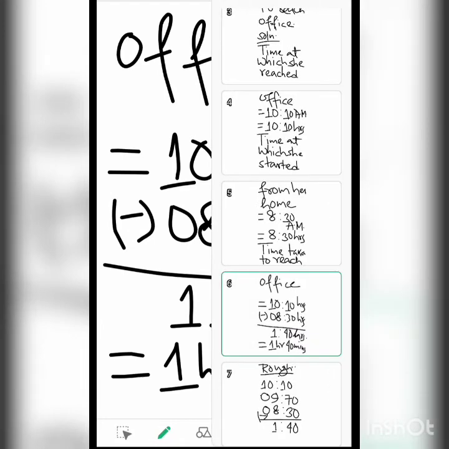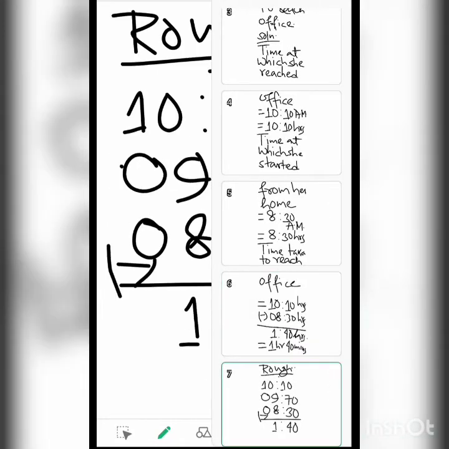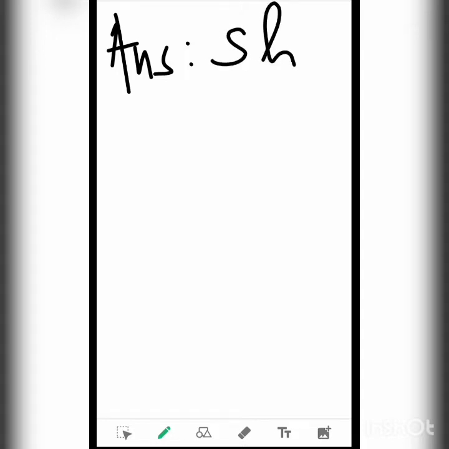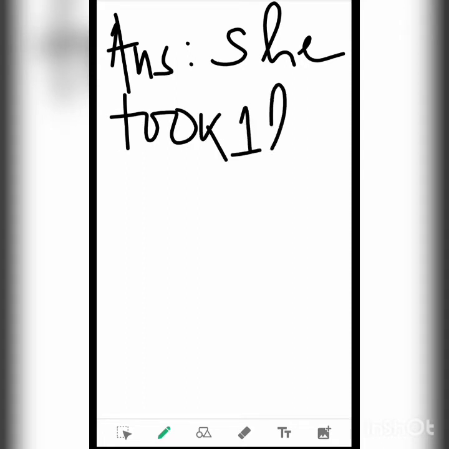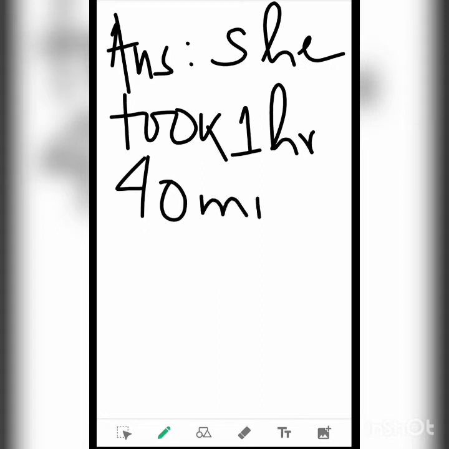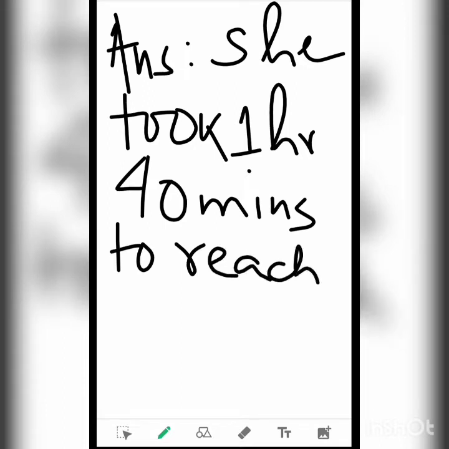Now coming to the final board, we will write the answer. On the final board we write she took 1 hour 40 minutes to reach office.